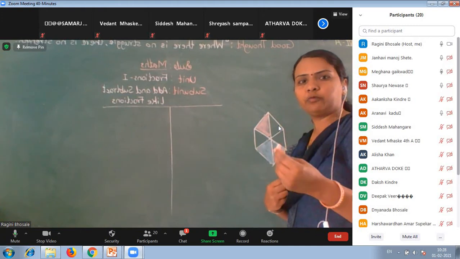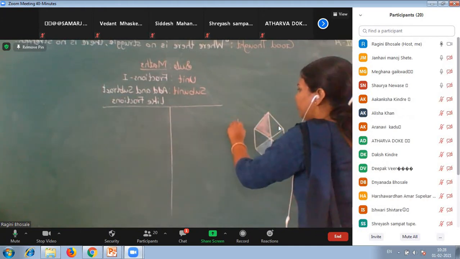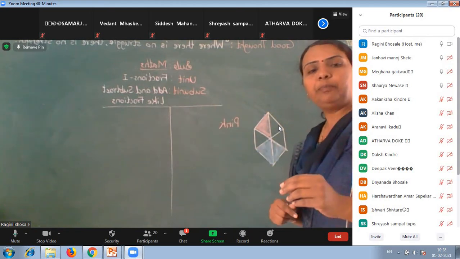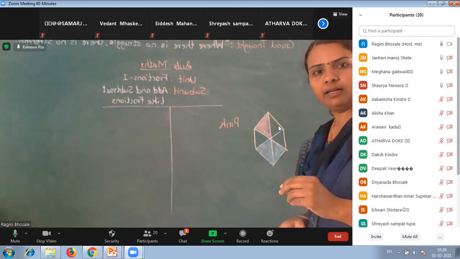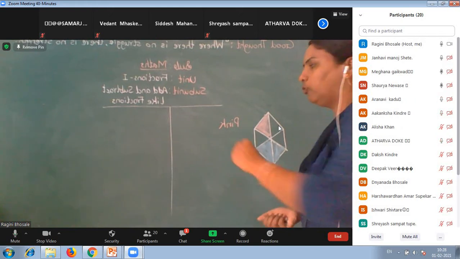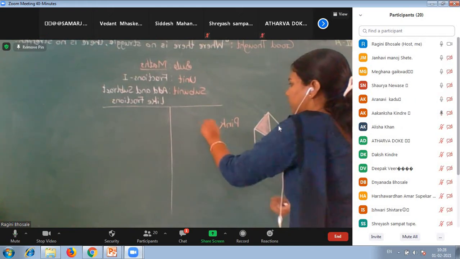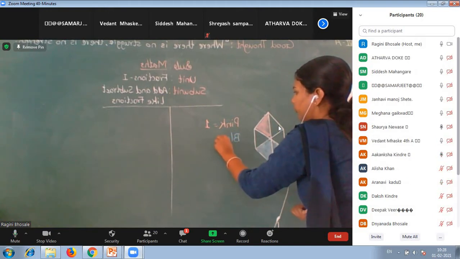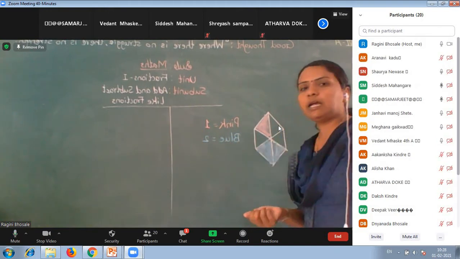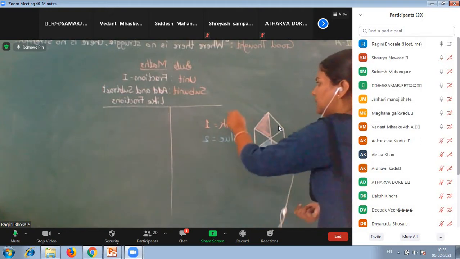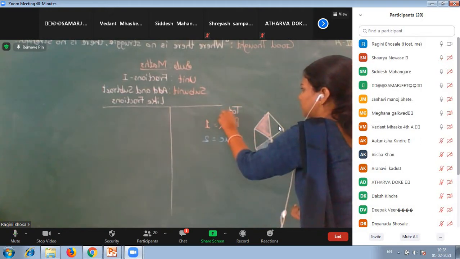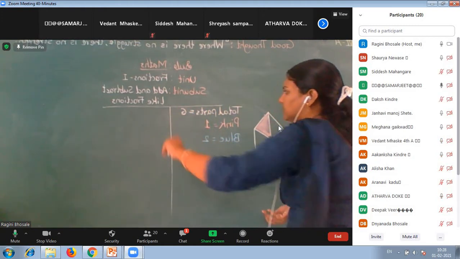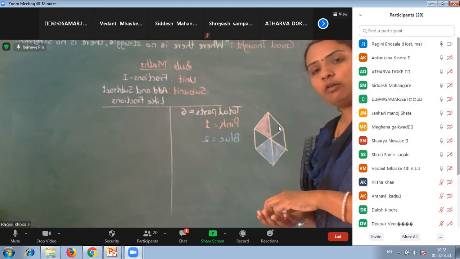Okay, now my other question is, I have the pink one. With pink color, how many parts have I colored? One. And with blue color? Two. Very good. Now tell me, we have the total parts of six, shaded parts.